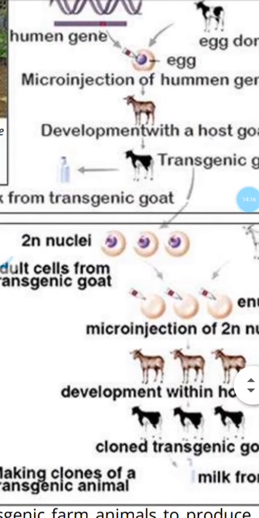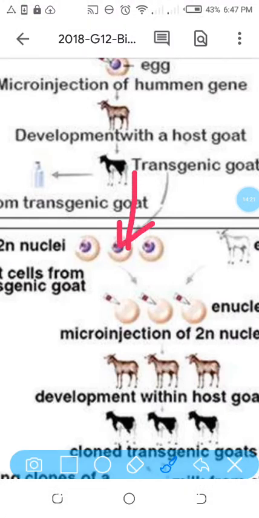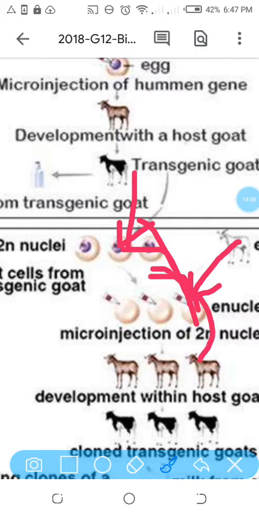You take the cells from this transgenic goat further, and you remove the nucleus and enter it into an egg once again, using the egg of another goat, and enter these eggs into another goat. What will happen, the development will take place, these eggs will develop in these goats, they will give birth to the transgenic goats, and the number of goats will increase.